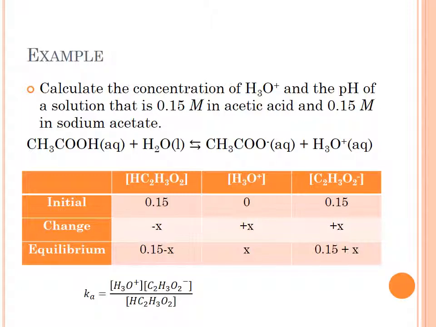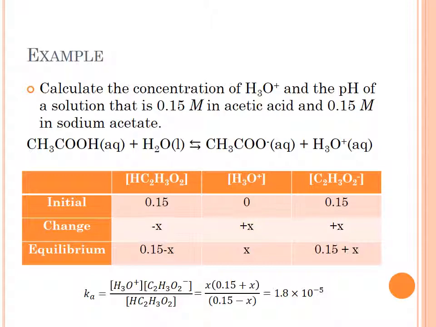So Ka is going to be hydronium ion times acetate ion divided by the unionized acetic acid, so we can plug in. We get X for the hydronium times 0.15 plus X in the numerator, divided by the concentration of the acetic acid, 0.15 minus X, equals the Ka for acetic acid, which is 1.8 times 10 to the minus fifth.